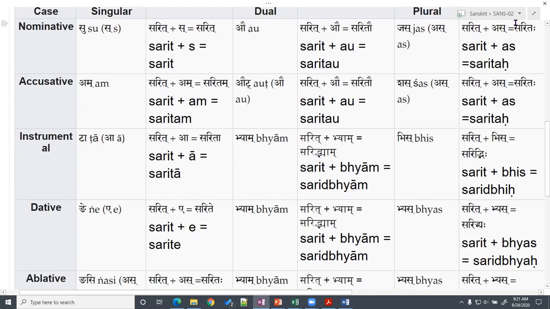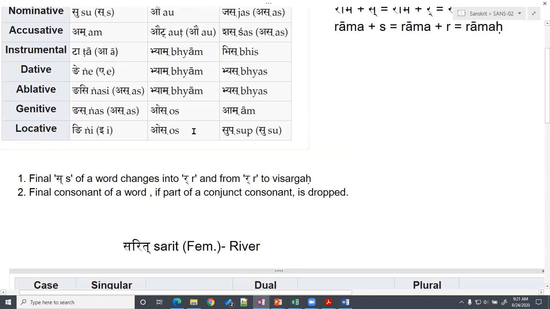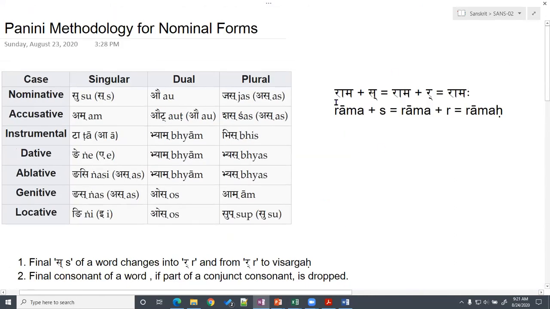So I just wanted to give you some idea of how the system works. And when you study Panini grammar in advanced form, at that time you can see that you don't have to memorize these tables, you just have to understand the rules. And then those rules will help you derive all the tables.